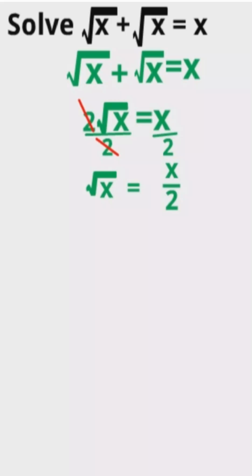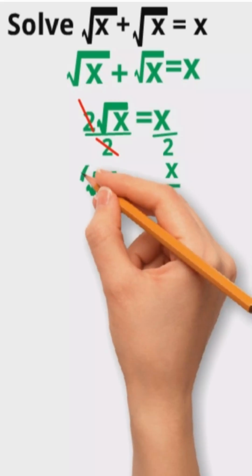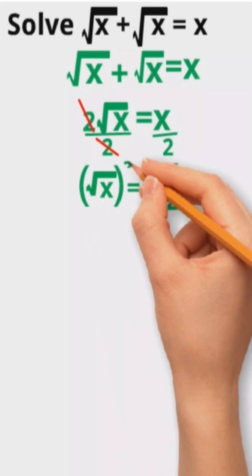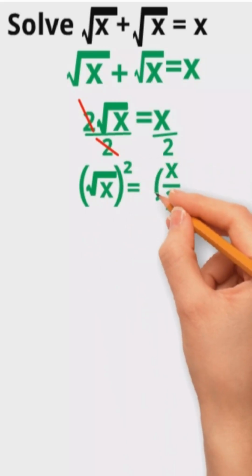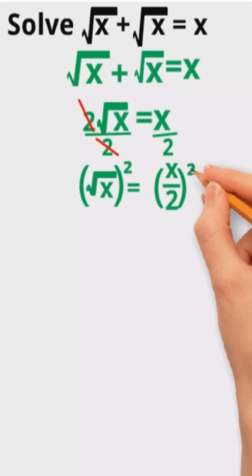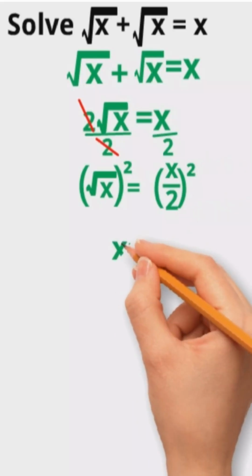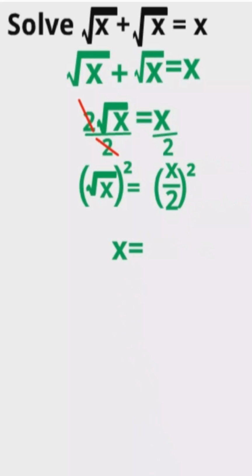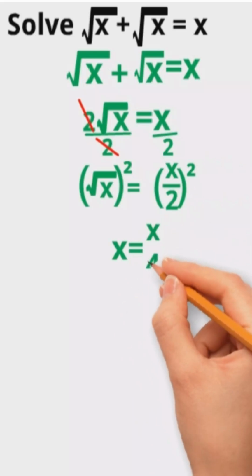Next, square both sides. We square square root of x, which will give us x. Again, we square x over 2. Then, evaluate x over 2 squared, which will give us x squared over 4.